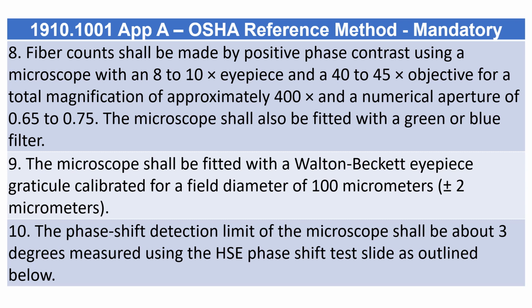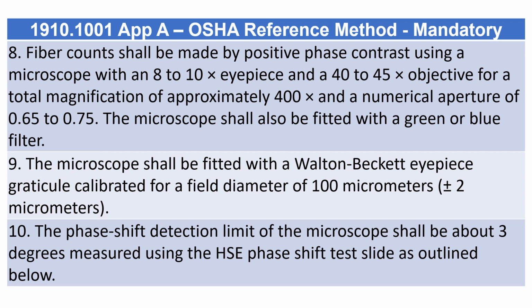8. Fiber counts shall be made by positive phase contrast using a microscope with an 8 to 10 times eyepiece and a 40 to 45 times objective for a total magnification of approximately 400 times and a numerical aperture of 0.65 to 0.75. The microscope shall also be fitted with a green or blue filter. 9. The microscope shall be fitted with a Walton-Beckett eyepiece graticule calibrated for a field diameter of 100 micrometers, plus or minus 2 micrometers.